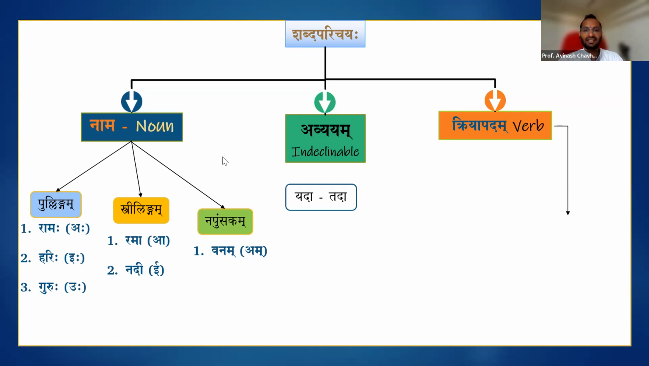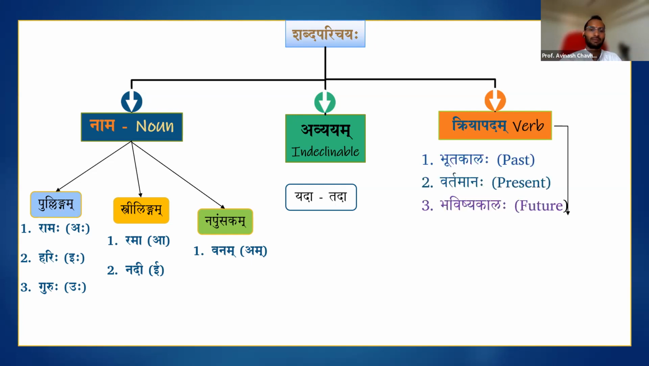And there is a third category of shabdas, that is kriya padam. Kriya padam means verb. All these verbs will be in some tense. For example, sometimes that kriya pada will be used in past tense, that is called bhutakala. Sometimes we will be using kriya pada in present tense, sometimes future tense, and there will be some moods also, for ajnartha, for vidheya, etc.